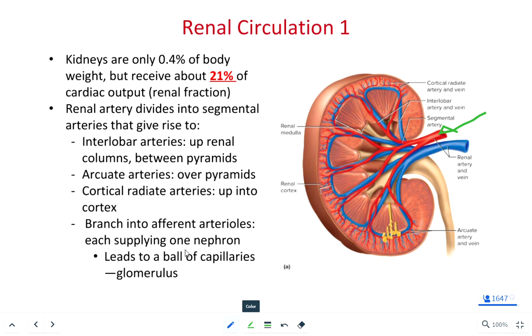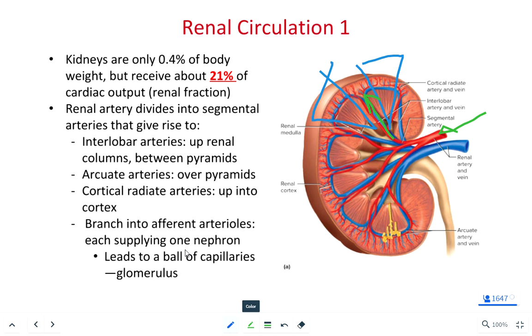So I'll go ahead and highlight a lobe in blue for us here. Here's one lobe, here's another lobe, and then in between them, we have an interlobular artery that's taking blood through a renal column up to the renal cortex. Once we get to the renal cortex, that blood is going to change directions.